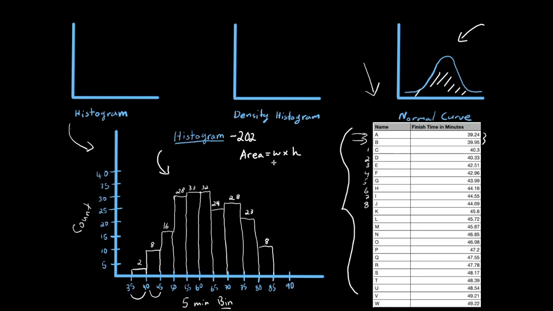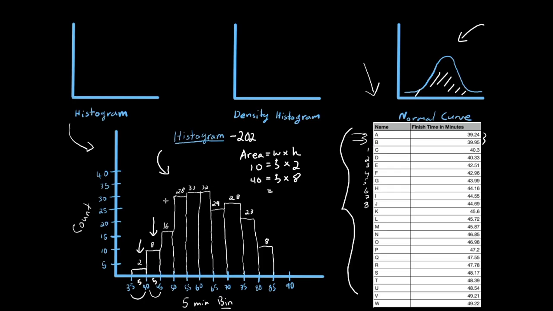times the height. So if we look at our first bin here, we know that the width is 5 because each of the bins is 5 minutes. So our width is 5, and our height, the number of runners in that bin, is equal to 2. So that's 10 for our first bar. And if we look at our second bar and try to get the area there, well, the width is always the same. It's always going to be 5. So if we take 5 and multiply that by the height, in this case 8, that's going to be 40.